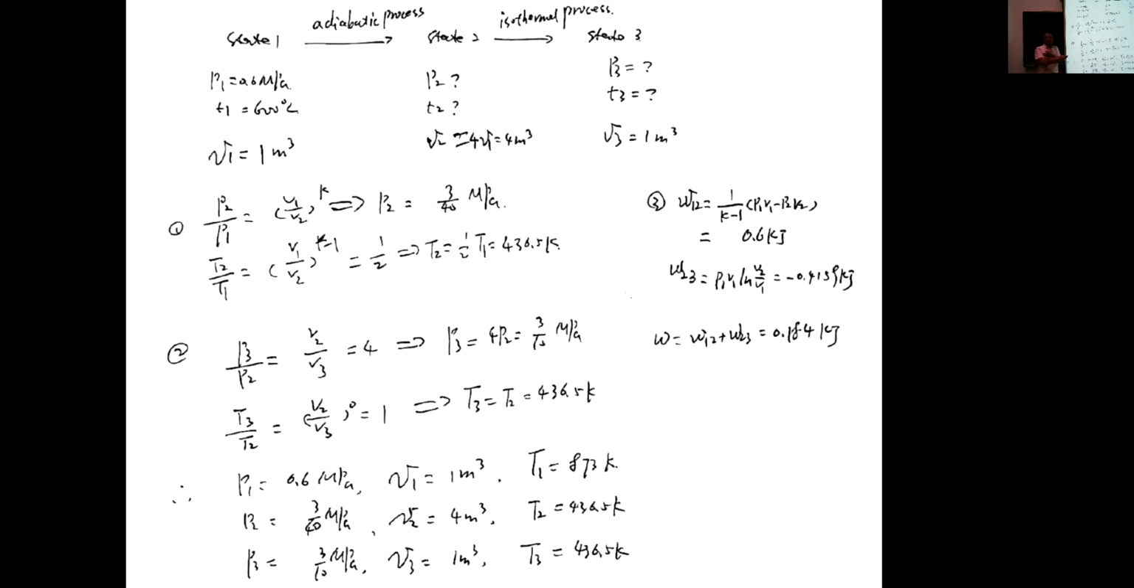You should know, because I found you don't know. I don't know why, but I hope you can know how to get these equations. And then we can get P2, T2. And also from state 2 to state 3 is an isothermal process. Then we can get these equations to calculate P3, T3.